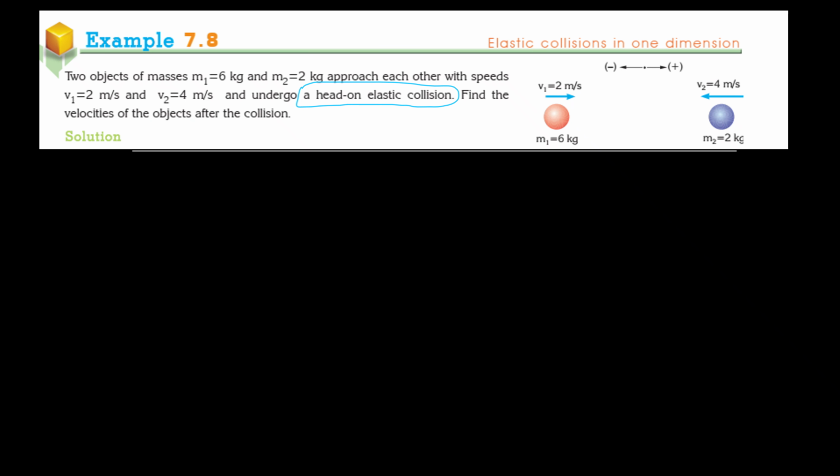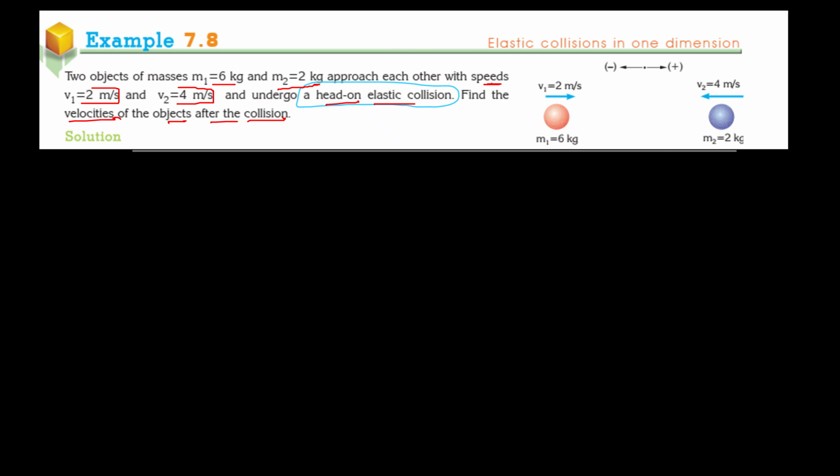Two objects of mass m1 equals 6 kg and m2 equals 2 kg approach each other with speed v1 equals 2 meter per second and v2 equals 4 meter per second and undergo a head-on elastic collision. Find the velocities of the objects after the collision.